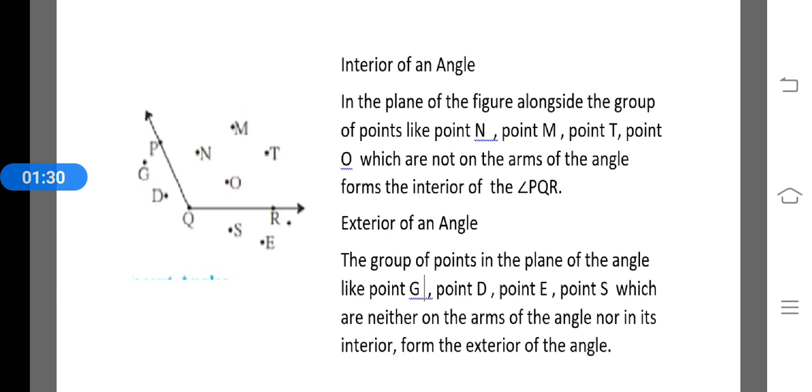What is an exterior of an angle? The point which lies outside of an angle are known as exterior of an angle. In the figure, we can see that the point G, point D, point S, point E are the exterior of an angle. The points are not on the arm nor in the interior side of an angle.